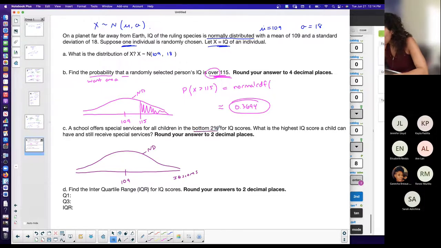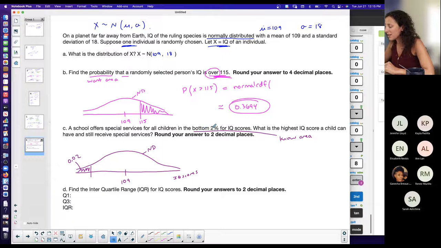I want you to tell me if I want an area or if I know the area. Do I want the area or do I know the area? I know the area, and I know it because they give me a percentage. Percentage is area. Bottom 2% is going to be over here on the bottom end. So they give me this area, 2%, which is 0.02. The area is all the way in the left tail because it's bottom 2%.